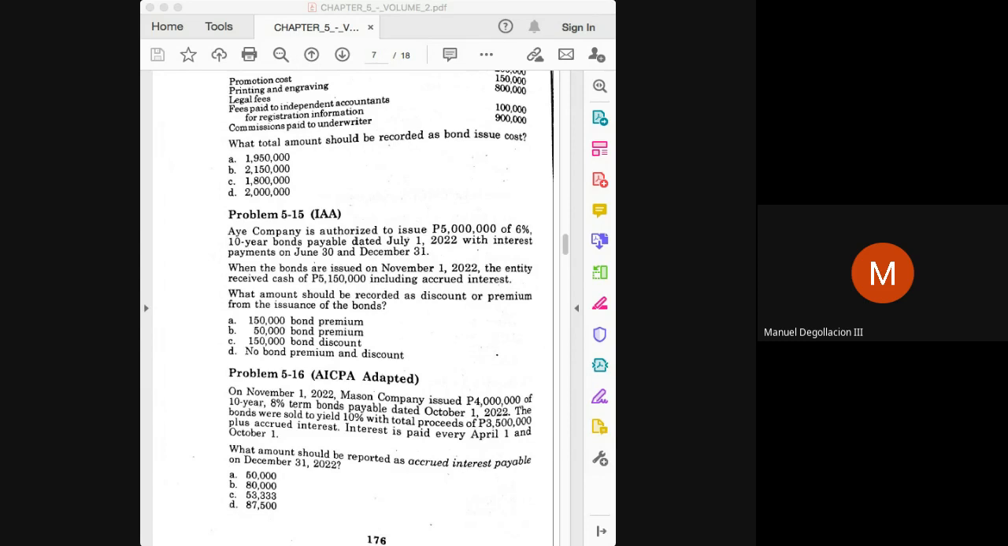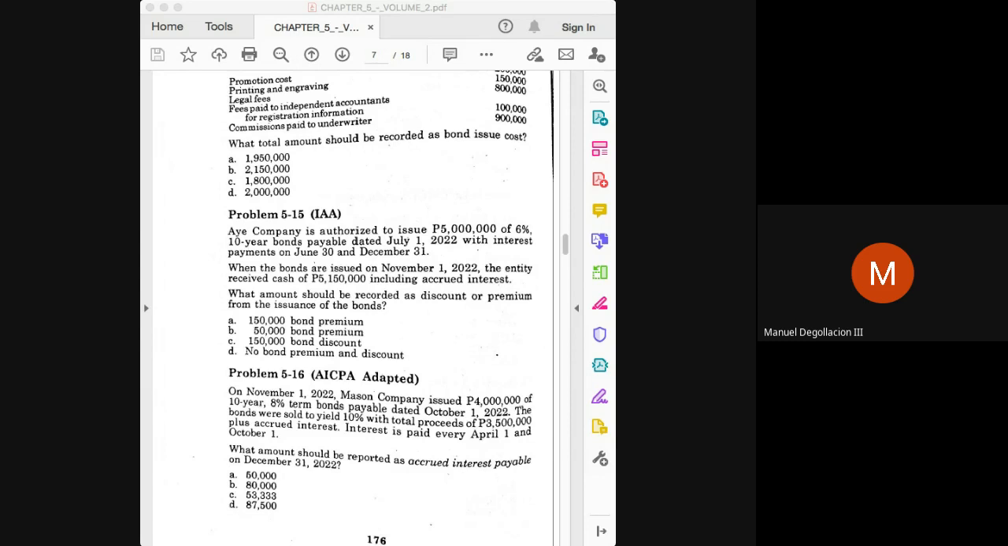As mentioned earlier, the discount or premium pertains to the difference between the face value and the price. Okay, the 5,150,000 here is not really the price of the bond on its own, but the 5,150,000 already includes the accrued interest. So for us to know at what price the bond was sold or issued, class, we will have to remove the accrued interest component that is included in the total amount of cash that we have received. Okay? So you do that by computing for the accrued interest.